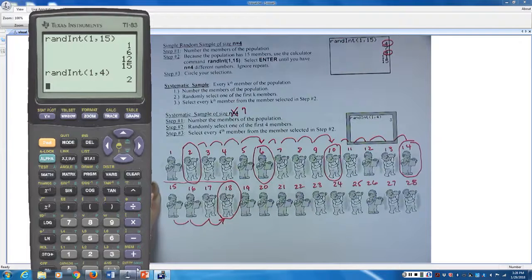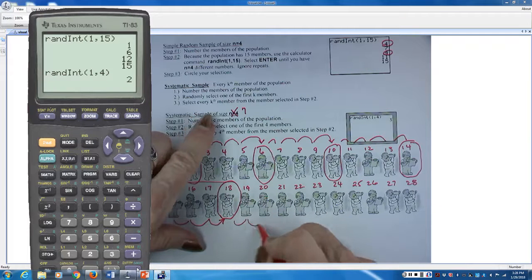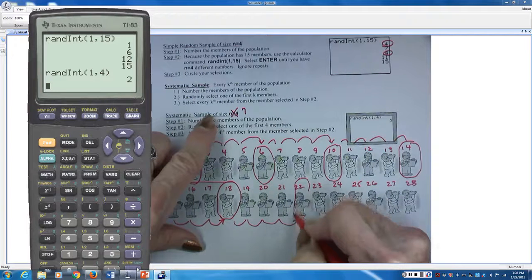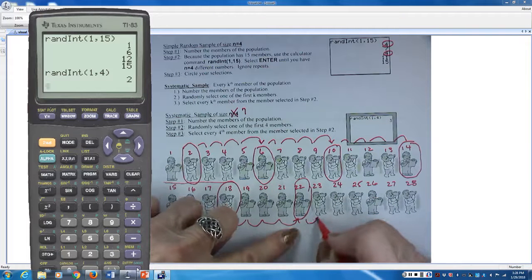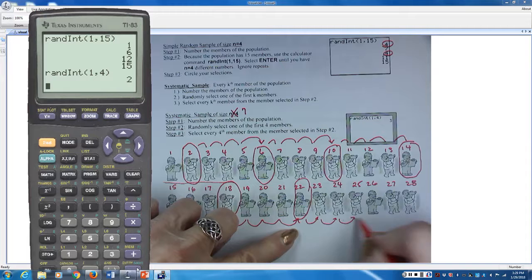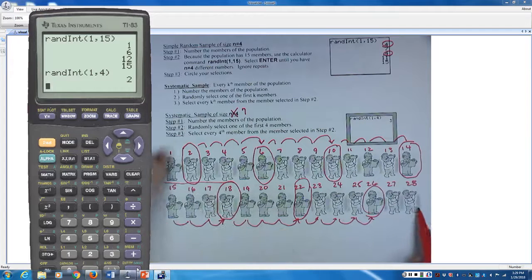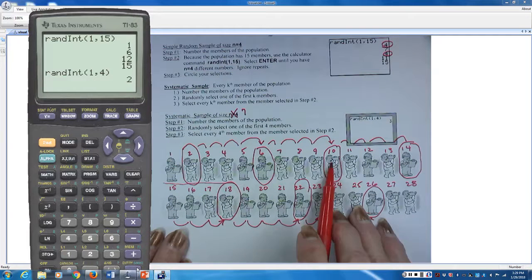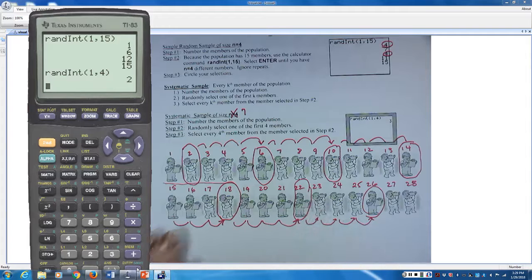So I would keep going. 1, 2, 3, 4. 1, 2, 3, 4. And then 1, 2 would cause me to go back and recount some people, so I don't want to do that. So actually what I've gotten now is a sample of 1, 2, 3, 4, 5, 6, 7. If I had actually wanted a sample of 4, then I should have chosen 7 as the increment.